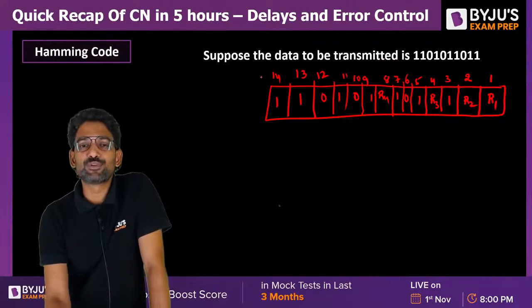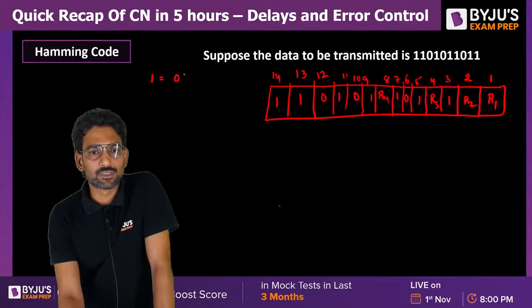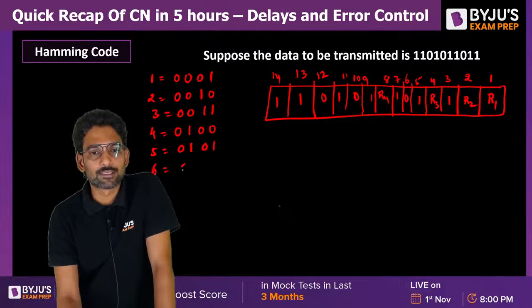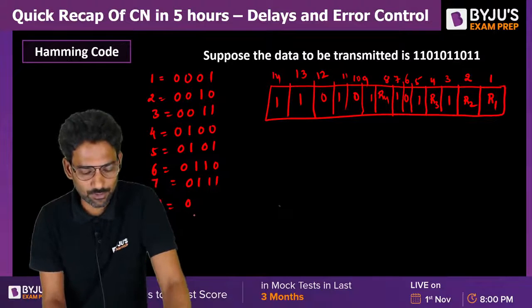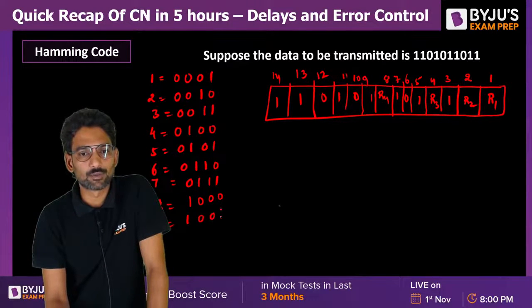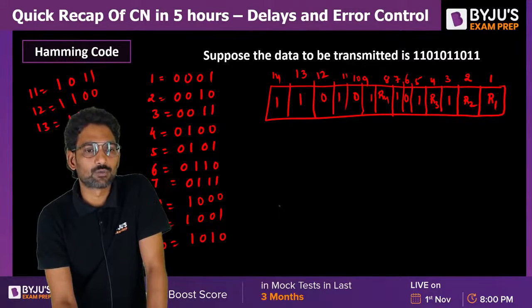Now how many positions do I have? 14. So mark the binary values from 1 to 14. 1 is 0001, 2 is 0010, 3 is 0011, 4 is 0100, 5 is 0101, 6 is 0110, 7 is 0111, 8 is 1000, 9 is 1001, 10 is 1010, 11 is 1011, 12 is 1100, 13 is 1101, 14 is 1110.